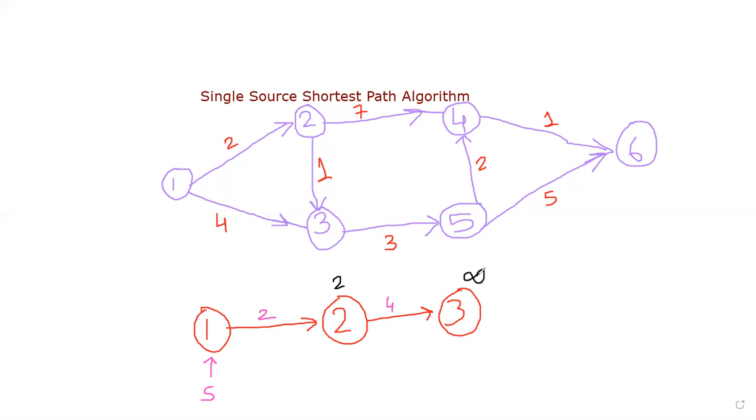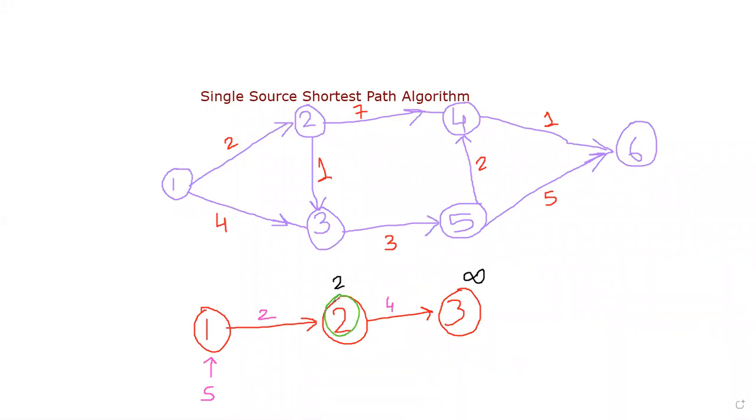When we follow Dijkstra algorithm, we have to select the shortest path first. Now, out of these two, 2 and infinity, which one is the shortest path? Which one is the shortest value? This 2 is the shortest value. So I have to select vertex 2 as the shortest path vertex. So I am selecting vertex 2.